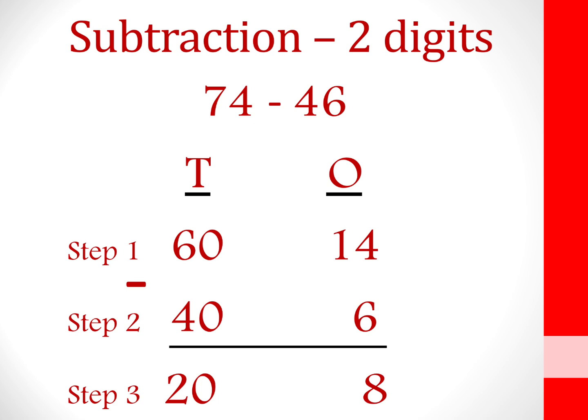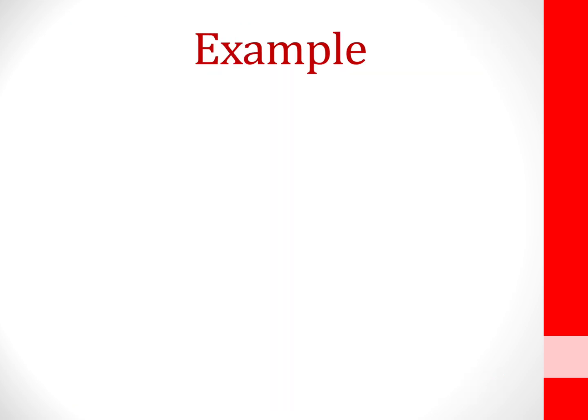And on our ones column, we now have 14 ones instead of 4. We're going to take away 6 ones, and that would give us 8 ones. And our final step, as we've done previously, we have already partitioned the numbers. We now want to put our numbers back together. So we have got 2 tens, which is 20. We have got 8 ones, and we put those both together, we have 28. So 74 take away 46 would give us 28.